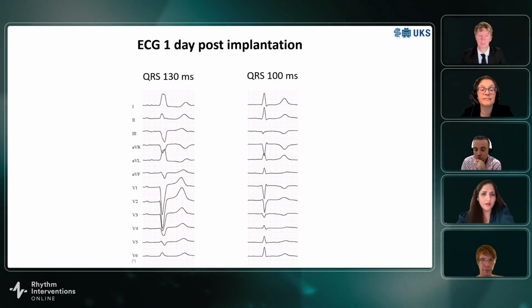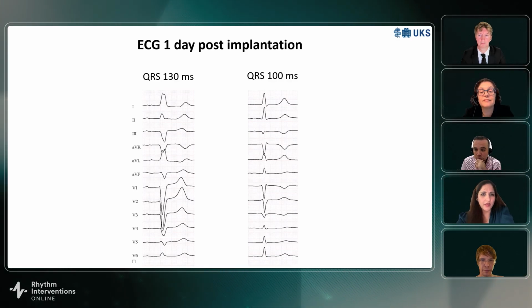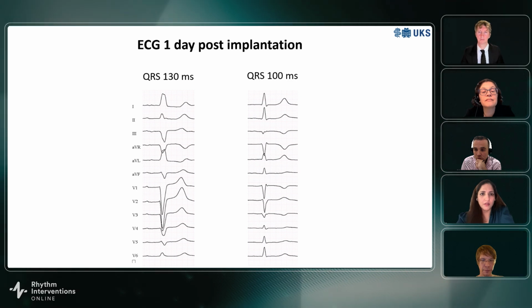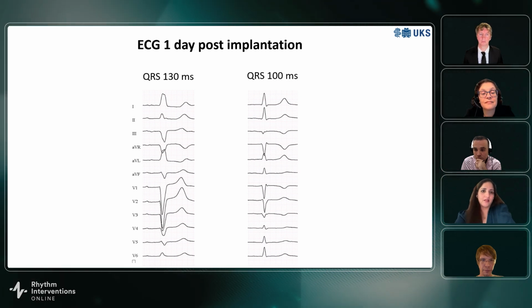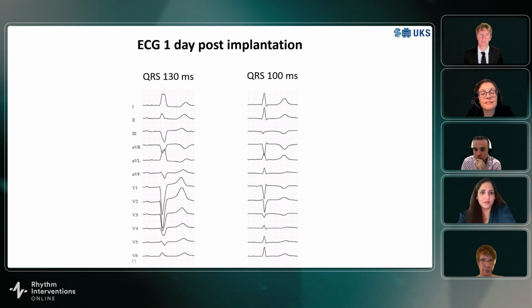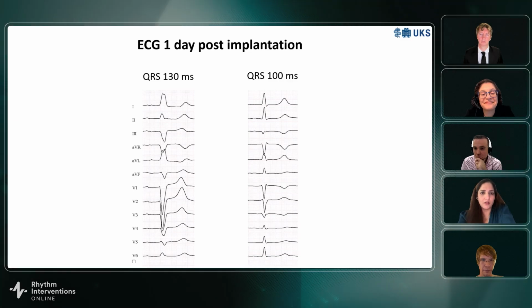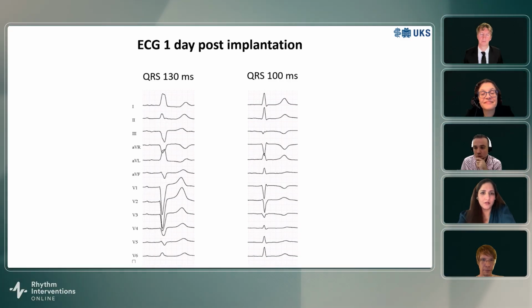So would you like to comment? Your axis almost looks normal. aVF is positive, II is positive. I think you're not that much biased towards the posterior fascicle if I look at the inferior leads, so it looks okay. Yeah, that looks good.